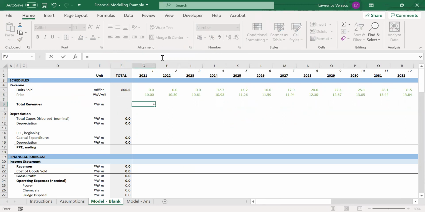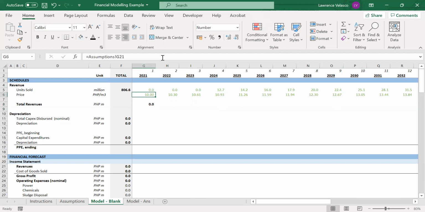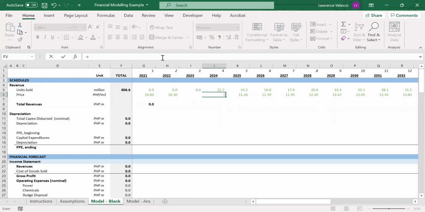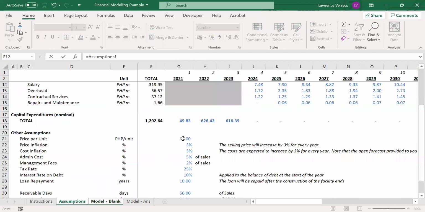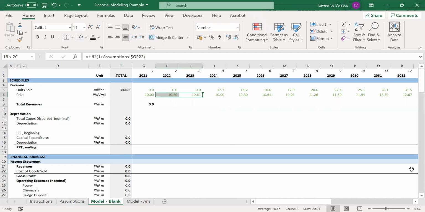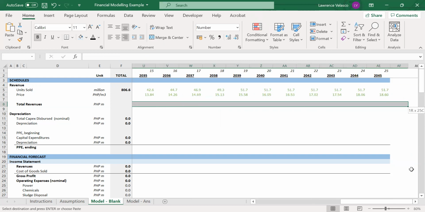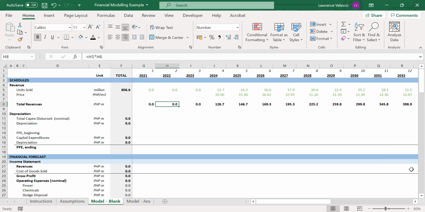Okay? Now you can get revenues. 0 times price. Oh, sorry, I made a mistake. The price should not be in year 2021, but the price in year 2024. Right? That's what I said earlier. This price is as of year 2024. So let's delete this. Okay? Because there are really no revenues yet in years 1 to 3, since it's still under construction. So it just moved. So it's still the same.